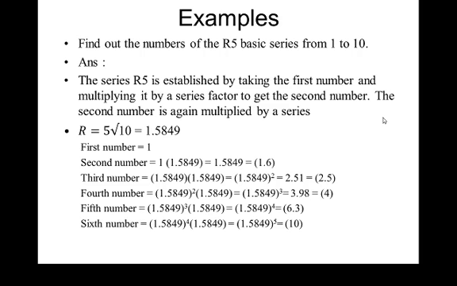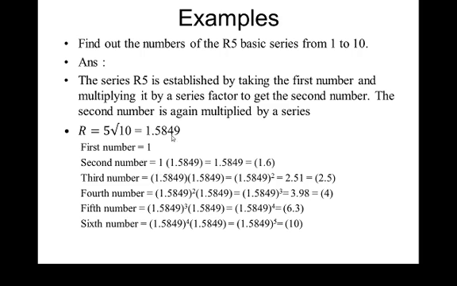Now we solve some examples that will give us more clarity. Find the numbers of the R5 series from 1 to 10. The R5 series is established by taking a first number and multiplying it by the series factor to get a second number. The second number is again multiplied by the series factor to get a third number, and so on. My R5 series means the 5th root of 10, which is equal to 1.5849. The first number is 1 because it ranges from 1 to 10.